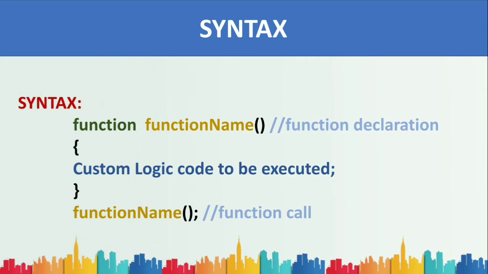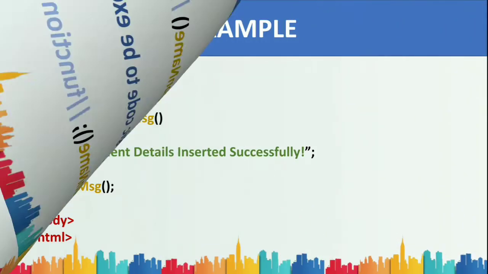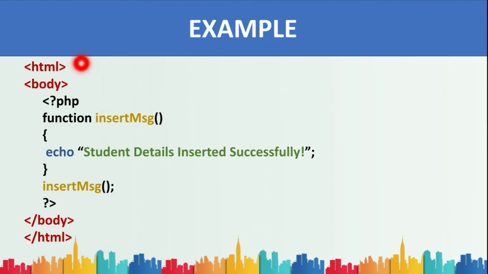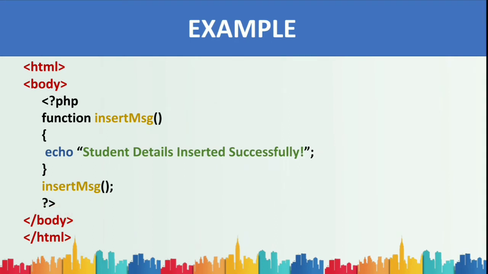Now let us see an example for this. We started with the open HTML tag, and at the bottom we have the close HTML tag, and an open body tag and close body tag. In between we have PHP code. In the previous class you learned how to begin PHP code: open angular bracket, question mark, PHP. This is the open tag, and question mark, close angular bracket is the close tag of PHP code. This is the way to start and this is the way to stop. In between you can write any PHP code.